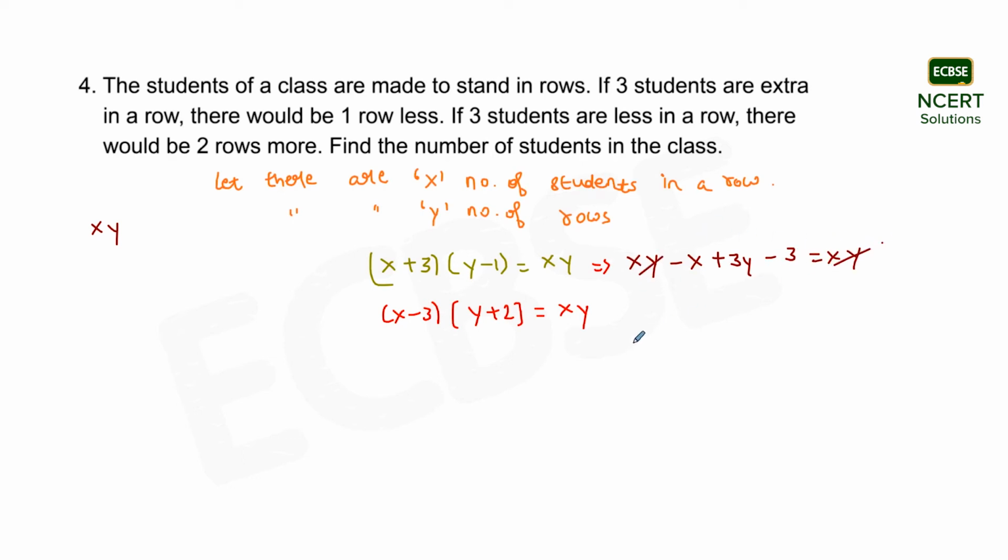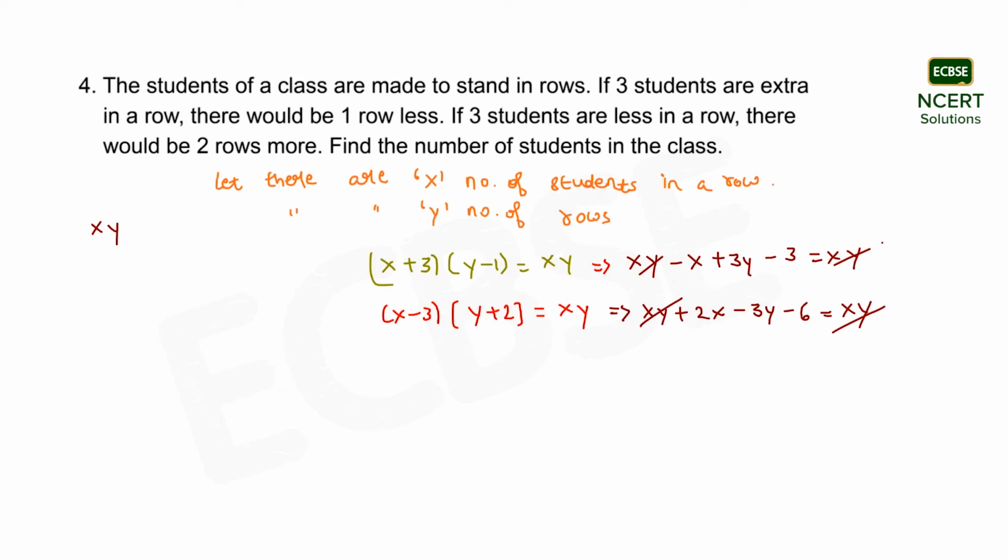xy cancels out. And from here, we will be getting xy + 2x - 3y - 6 = xy. Again, xy cancels out on both the sides. So here we will be obtaining the two linear equations. What are those? -x + 3y - 3 = 0, and the second equation is 2x - 3y - 6 = 0.